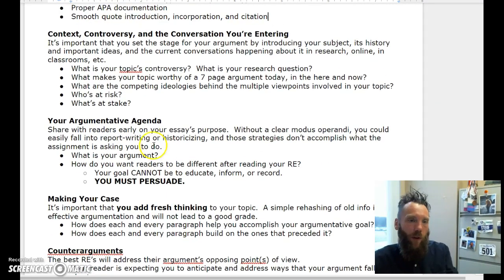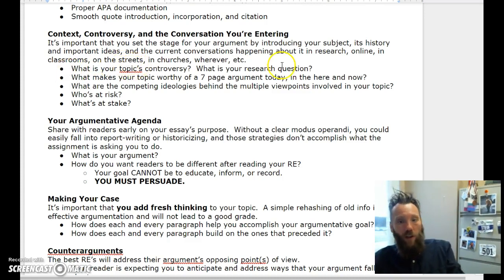All right. So this is maybe the thing I want to talk about the most here. Context, controversy, and conversation. You have to set the stage for your argument, and it's got to go beyond this: people use technology every day, but is technology good or is technology bad? It's a 200 level class. You're all capable of much better than that. So it's your job to set the stage for your argument by introducing your subject, its important history and important ideas, the current conversations happening about it, and research in online settings and classrooms, wherever, on the streets, everywhere, in churches, wherever.